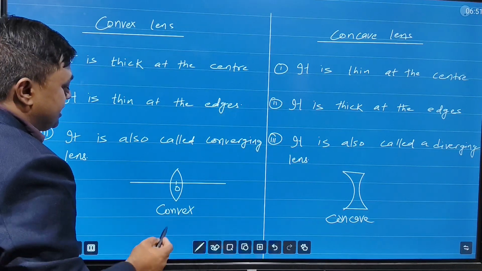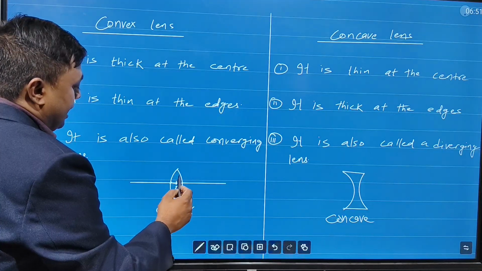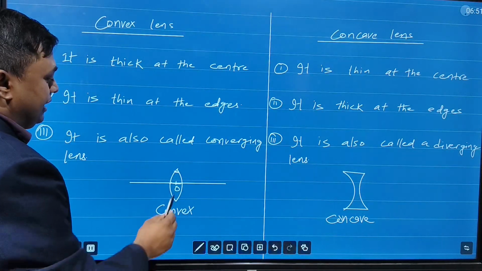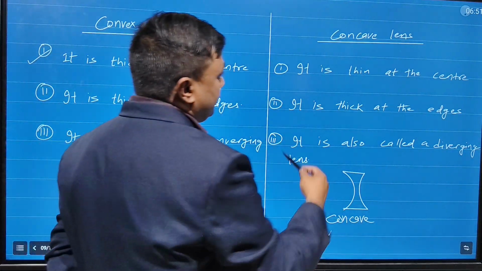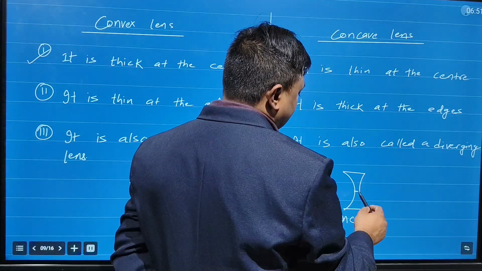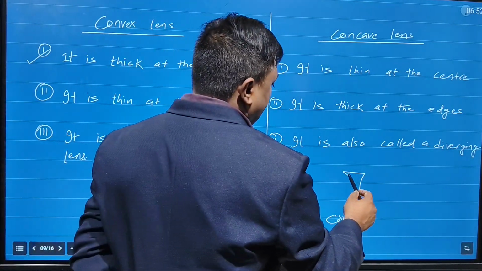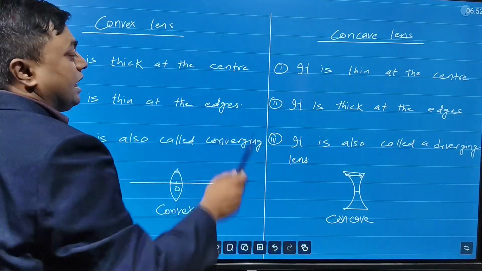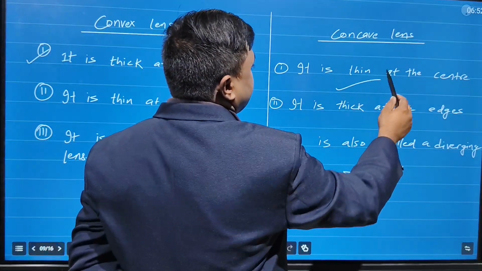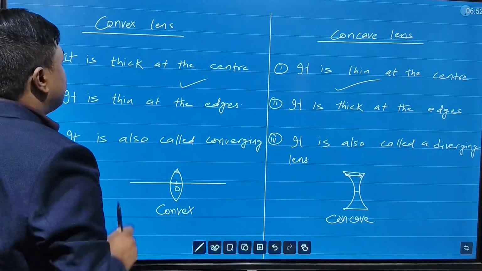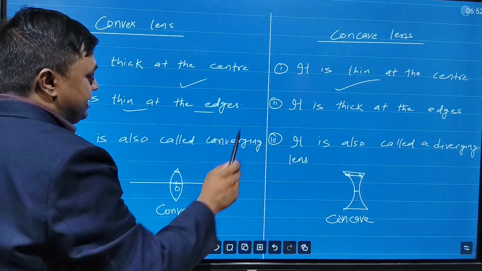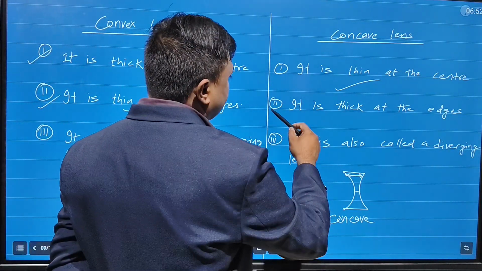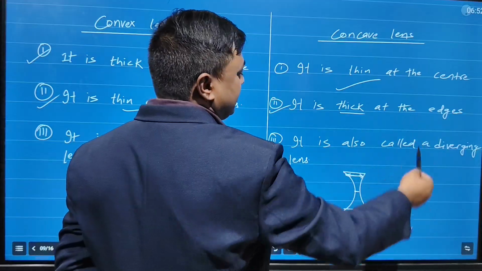A convex lens is generally thick at the center and thin at the edges. Whereas a concave lens is thin at the center or middle but thick at the edges. That is the main difference. A convex lens is thick at the center, whereas a concave lens is thin at the center. A convex lens is thin at the edges, whereas a concave lens is thicker at the edges.